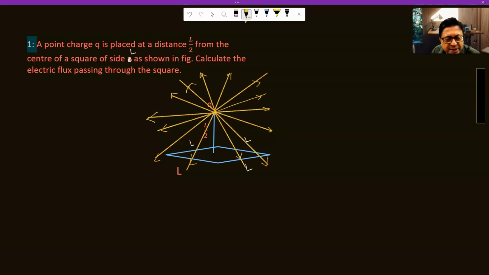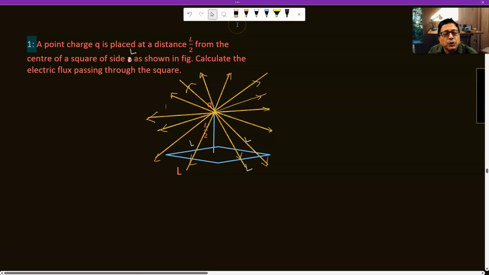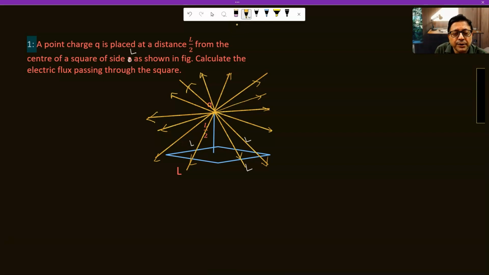No closed surface is there. First the problem, you think this manner. You have to make it closed, no? Otherwise you cannot find the flux linkage by Gauss law. We are going to apply Gauss law only for this sum. But how do we enclose the charge? Only one square plate is given and the charge at a distance L by 2 above it is given. So what we have to do there?